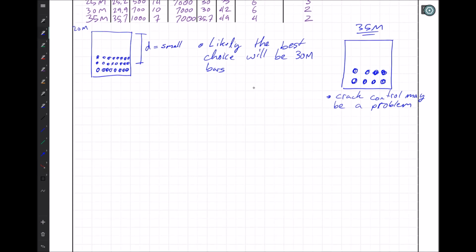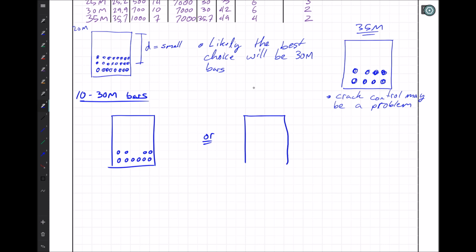So let's explore what we can do with this. If we've got now 10 30M bars, we have 2 choices. We can draw a cross section with 1, 2, 3, 4, 5, 6 bars there. And then on top of that, 1, 2, 3, 4 bars here. Or we could draw a cross section that, well, it's going to look a little nicer than that. It's going to have 1, 2, 3, 4, 5 bars and 1, 2, 3, 4, 5 bars.